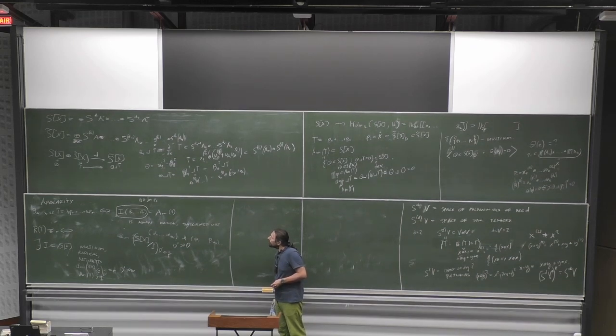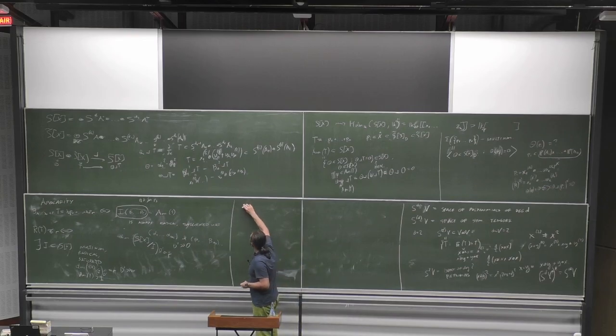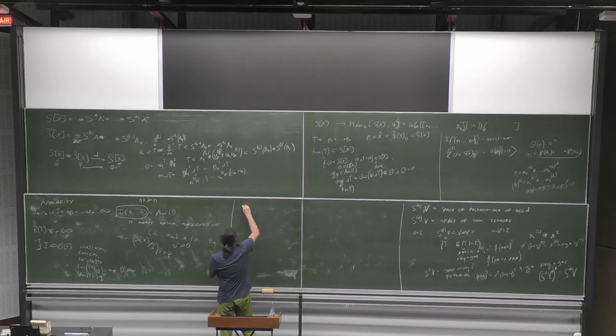So the next thing is the border apolarity. So the border apolarity corresponds to secant varieties. So it's again a subset of the same space of tensors in some degree D.